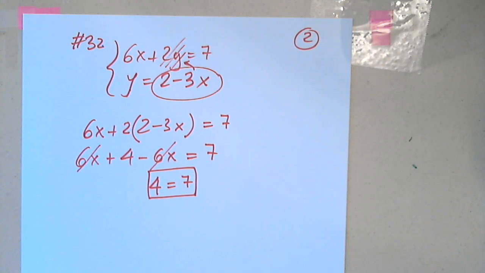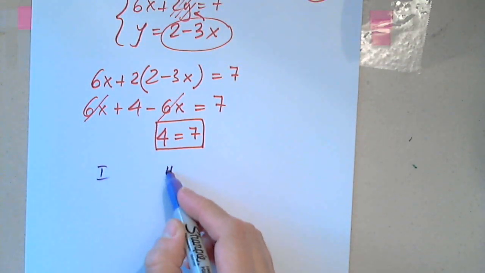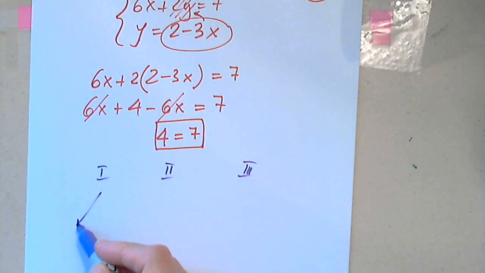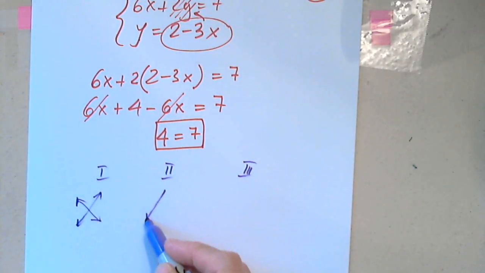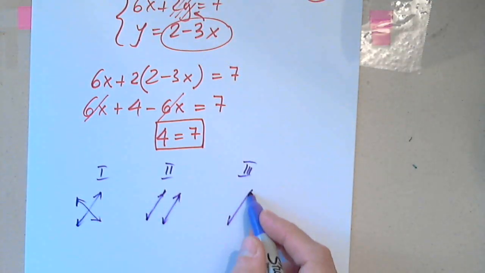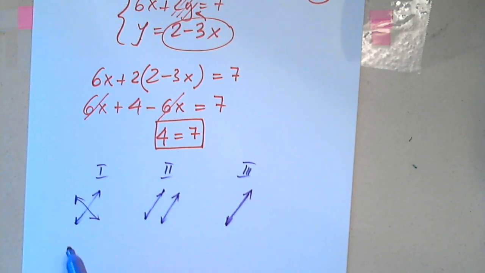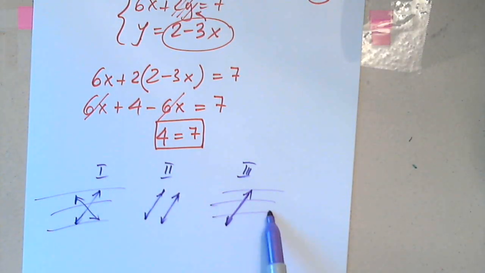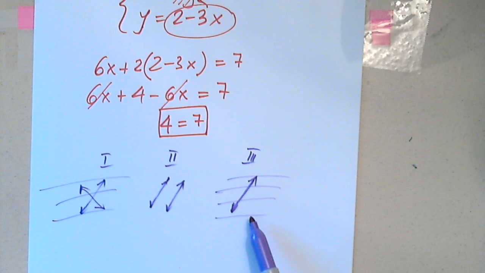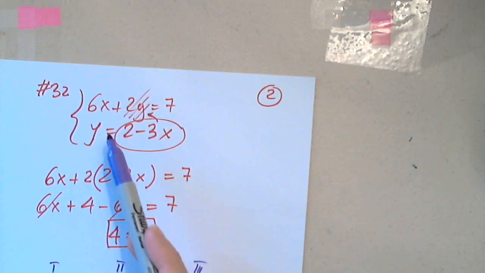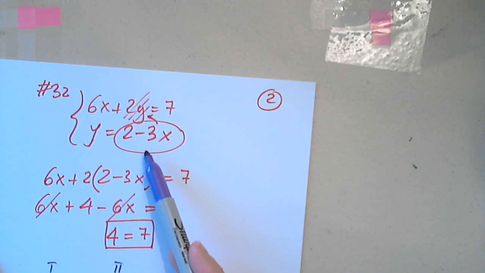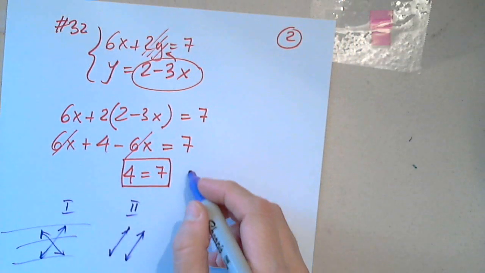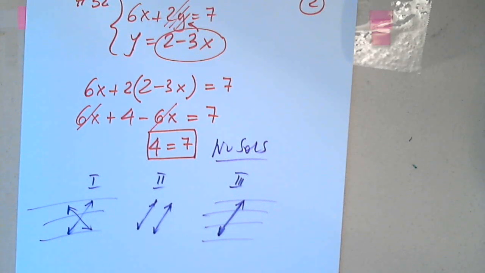Exactly. So from the three options, again, this is the first one, here is the second one, and here is the third. Obviously it's not this. Obviously it's not this. This one has one solution, this one has infinitely many solutions. It must be this. Lines must have the same slope. Parallel lines, no solutions. Exactly. Very good.